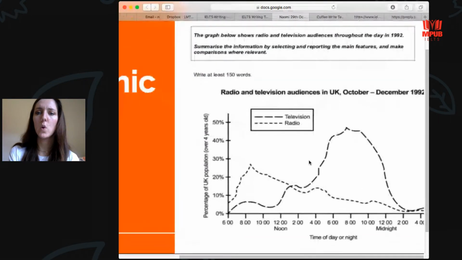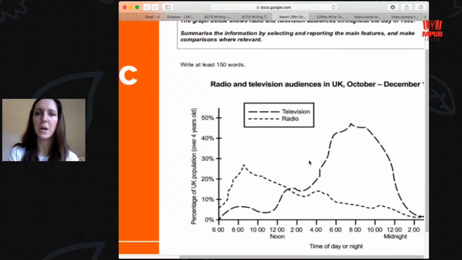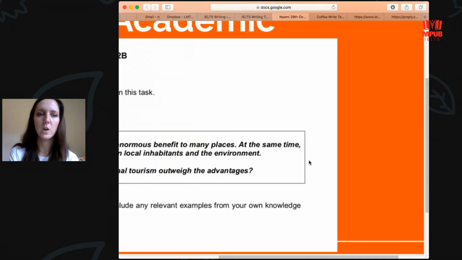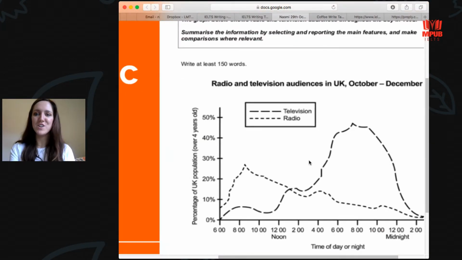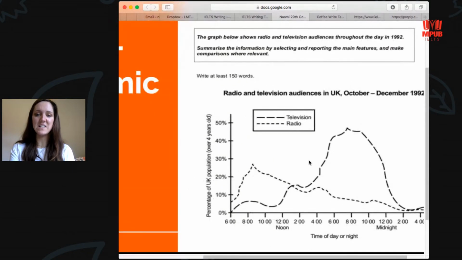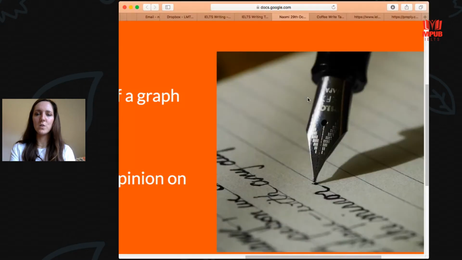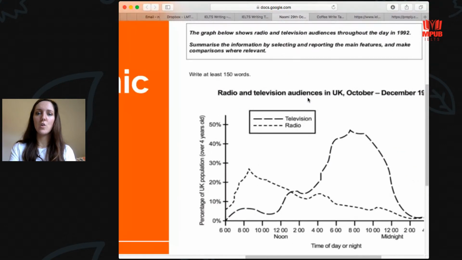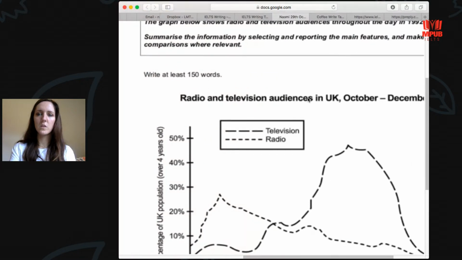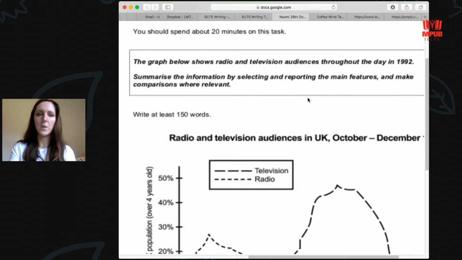Now let's have a look. What's it actually asking us to write about? Sorry about this. I'm just trying to make sure that you can see these instructions really well, because I know it's pretty small on your screens there. There we go. It says, summarize the information by selecting and reporting the main features and make comparisons where relevant.